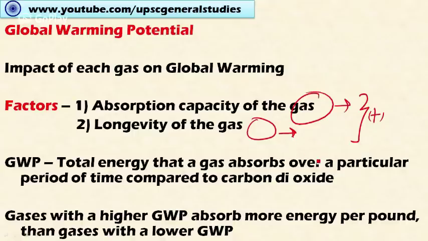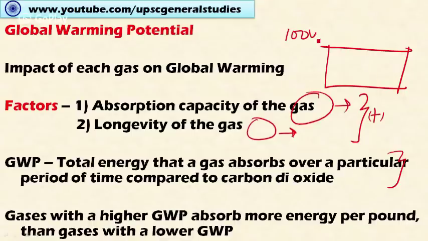This global warming potential is the total energy that a gas absorbs over a particular period of time compared to carbon dioxide. Here the carbon dioxide is taken as a base. Whatever energy is absorbed by a carbon dioxide molecule over a period of 100 years is considered as one unit. This unit is used to compare the global warming potential of various gases. I'm going to discuss this clearly in the next slide.